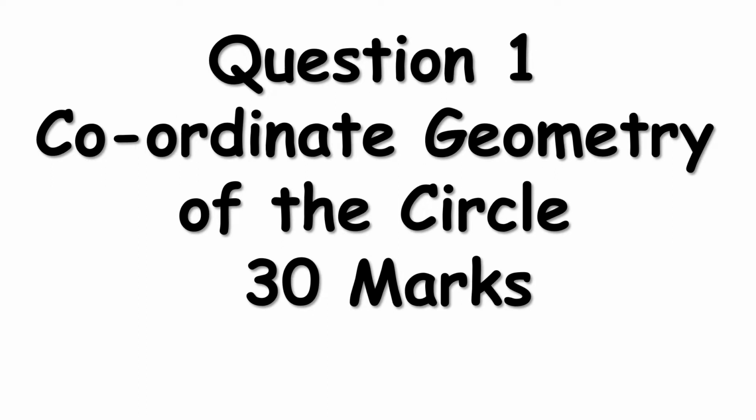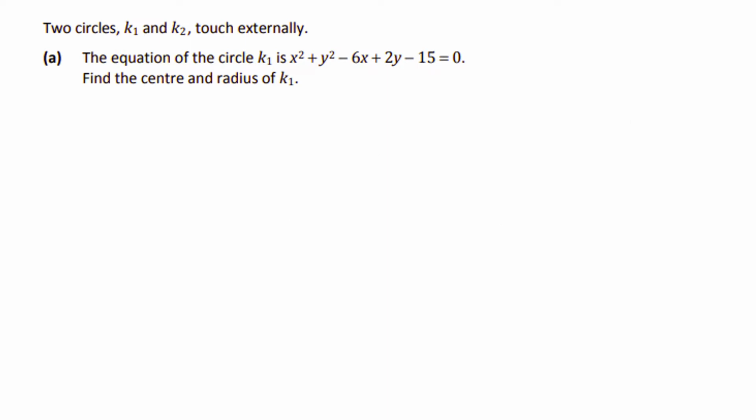So question 1 is a coordinate geometry of the circle question worth 30 marks. Two circles K1 and K2 touch externally. Part A says the equation of the circle K1 is x squared plus y squared minus 6x plus 2y minus 15 equals 0. Find the centre and the radius of K1.